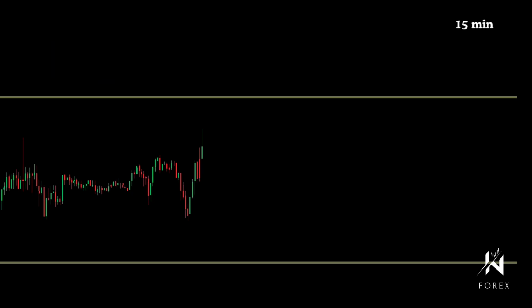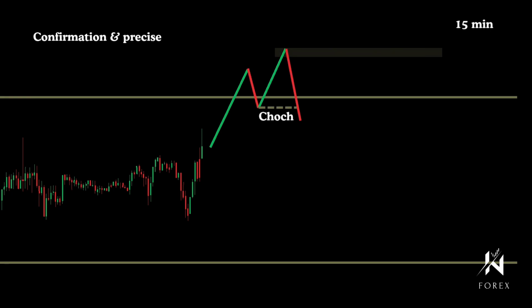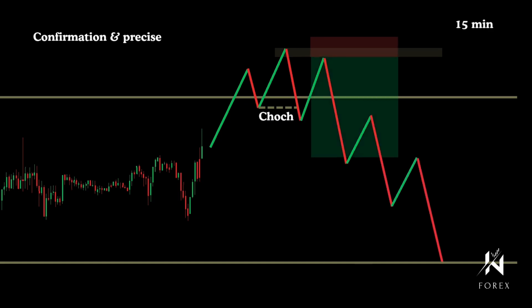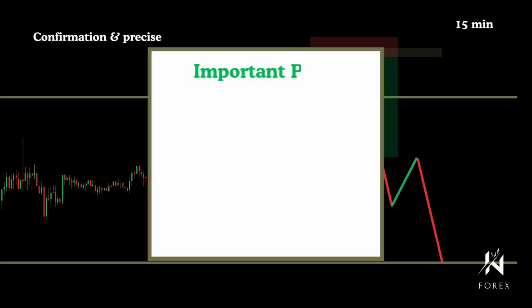Now we're on the final stage of our analysis, the 15-minute chart. This is where we focus solely on confirmation and precise entries. First, we need the price to enter the order block zone and form a clear change of character. This signals the end of the short-term uptrend and confirms a potential shift toward bearish momentum. Without that change of character, there's no valid trade. Our first target would be the nearby daily level. If the market breaks below that, the next weekly level becomes our extended target.